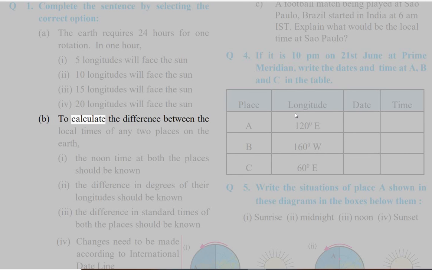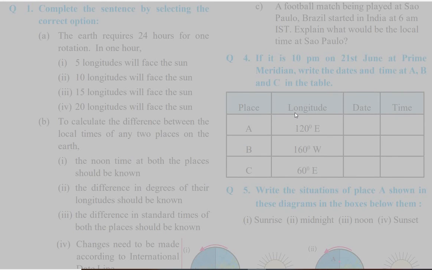B. To calculate the difference between the local times of any two places on the Earth, 1. The noon time at both the places should be known. 2. The difference in degrees of their longitudes should be known. 3. The difference in standard times of both the places should be known. C. A football match being played at Sao Paulo, Brazil started in India at 6 a.m. IST. Explain what would be the local time at Sao Paulo.